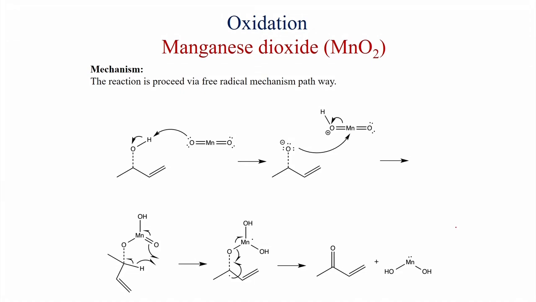So if you see the mechanism, first the oxygen of manganese dioxide takes a proton from the OH and it becomes the oxonium ion, and then the O minus attacks the activated manganese, and this species is formed. Now if you see the arrow, this is a single electron arrow. So now the single electron will circulate. The oxygen reacts with an H dot and OH is formed here, one radical is formed here and another radical is formed on the manganese.